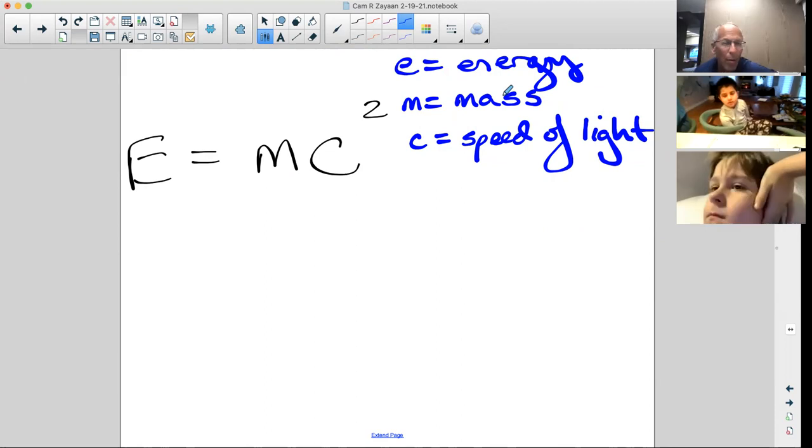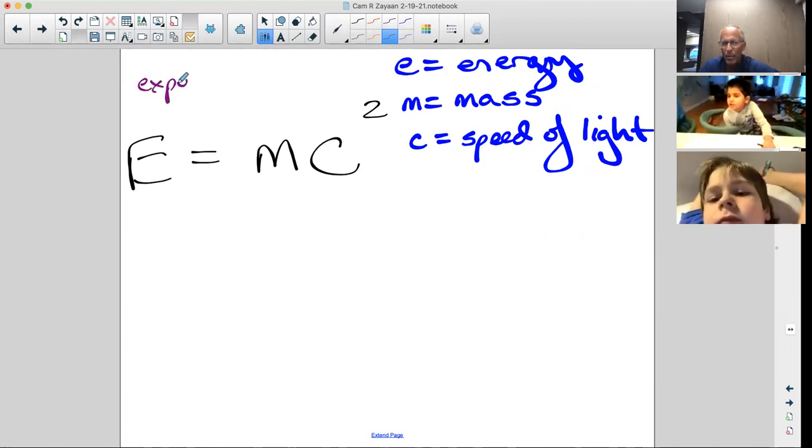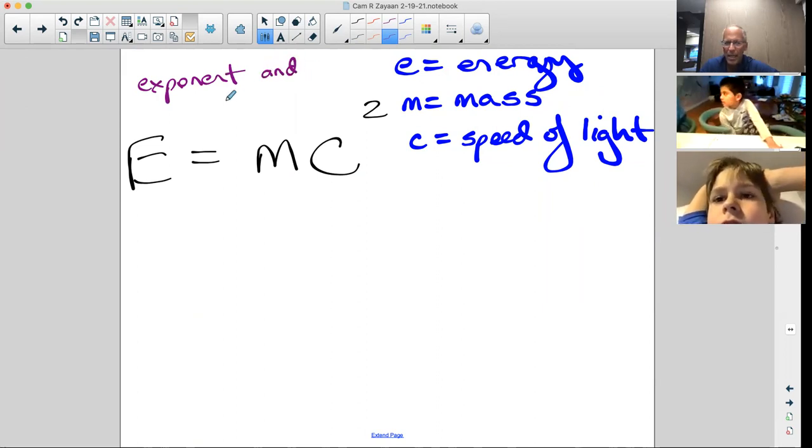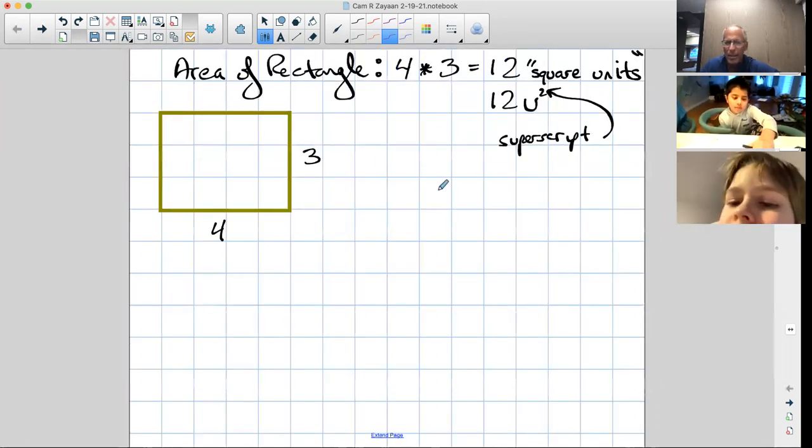Now I could be wrong about the C value, but that superscript is called an exponent. And this one is a square. And this is very much like that.